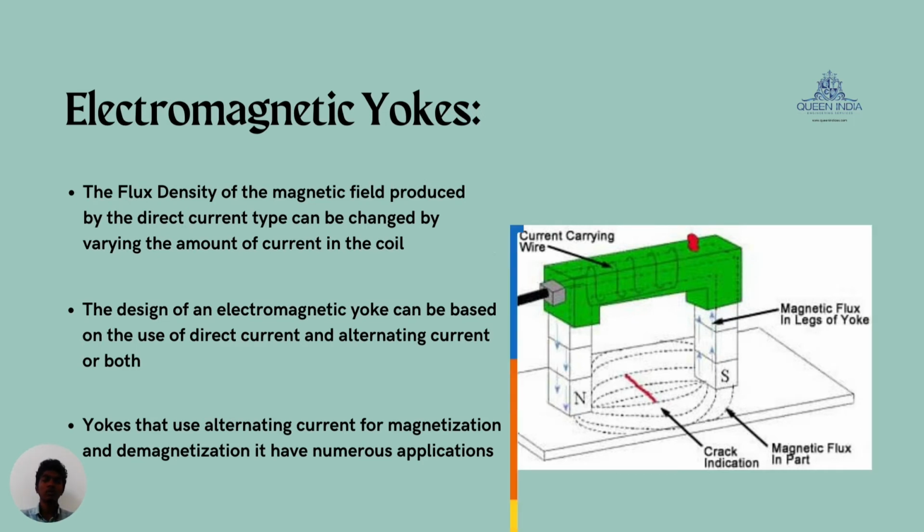Electromagnetic yokes. The flux density of a magnetic field produced by the direct current type can be changed by varying the amount of current in the coil. Yokes that use alternating current for magnetization and demagnetization have numerous applications. A design of an electromagnetic yoke can be based on the use of direct current, alternating current, or both.